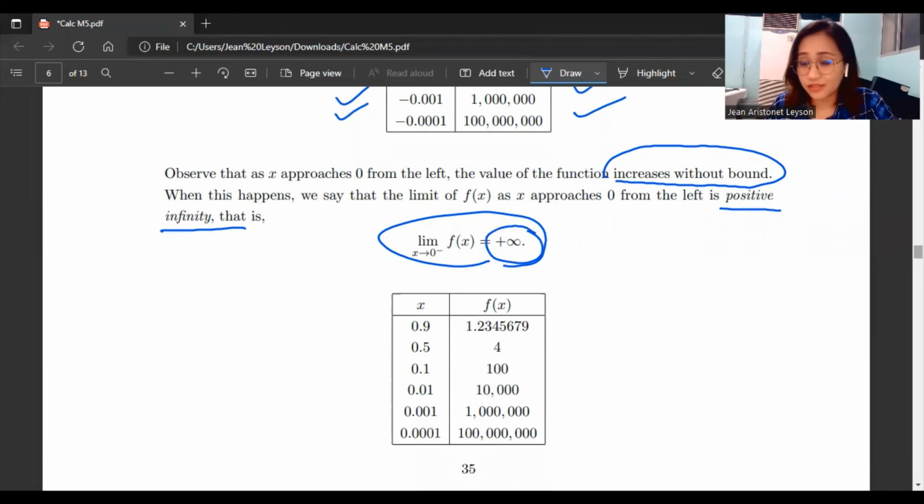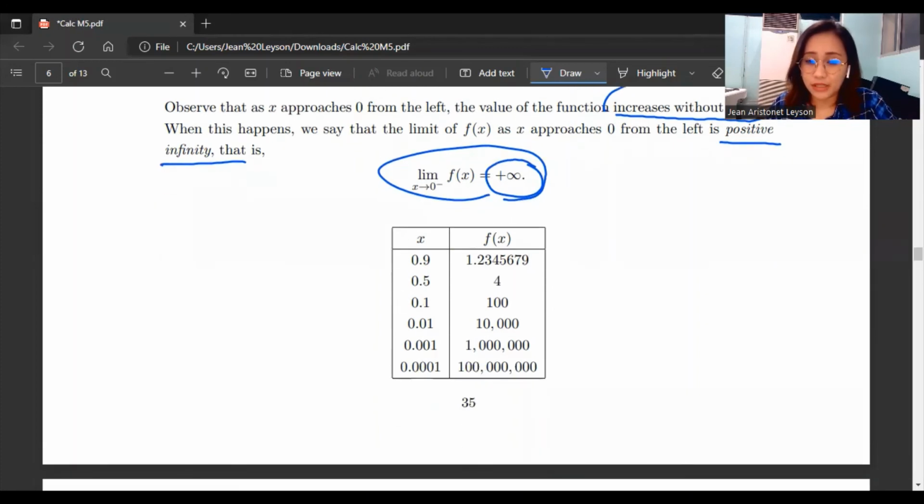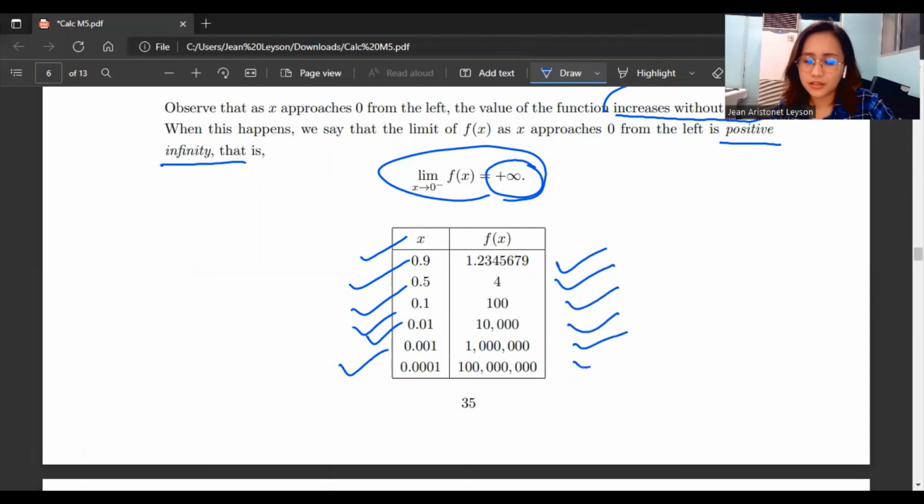Now, let's investigate using a table of values from the right side of our function. We pick values that are getting closer and closer to 0 from the right. That's 0.9, 0.5, 0.1, 0.01, 0.001, 0.0001, and so on. And substituting those values to our function, these answers will yield.